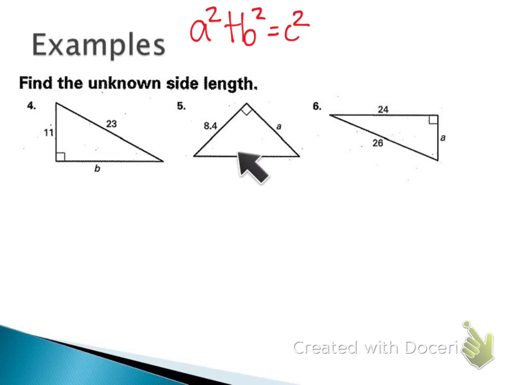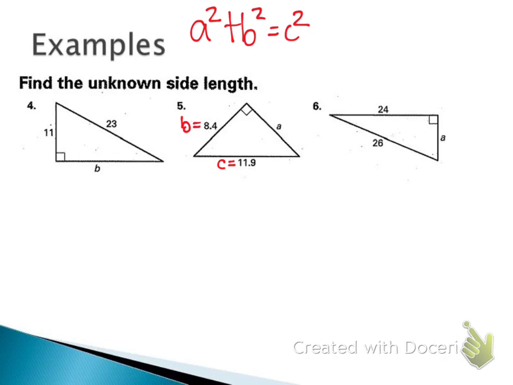So we go across from the right angle. This has to be side C. They labeled A as the one that we're missing, so I'm going to label 8.4 as B. All right, then all that's left to do is plug in our values and figure out what the side length of A is.